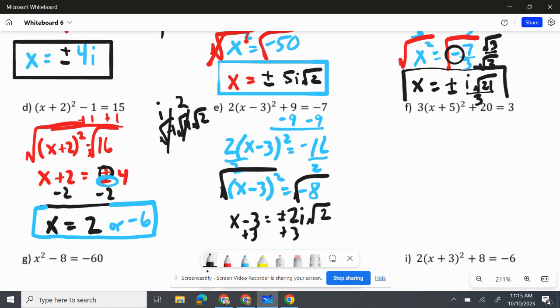3 is a real number. 2i is an imaginary number. So that means that we can't combine them. Our final answer is x equals 3 plus or minus 2i square root of 2.